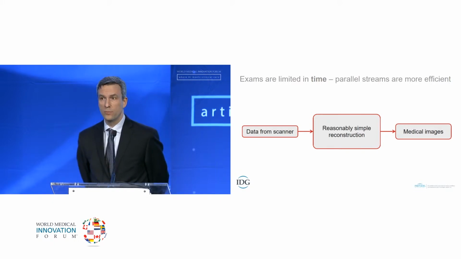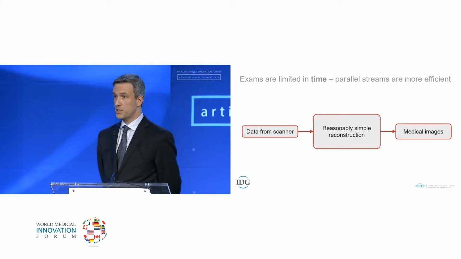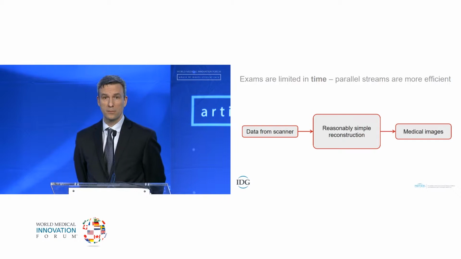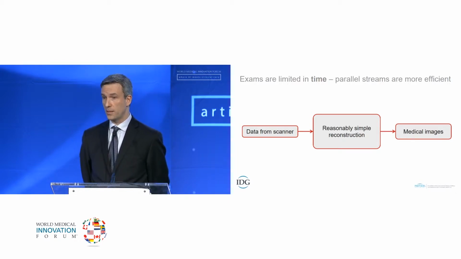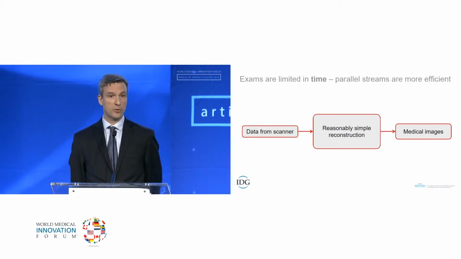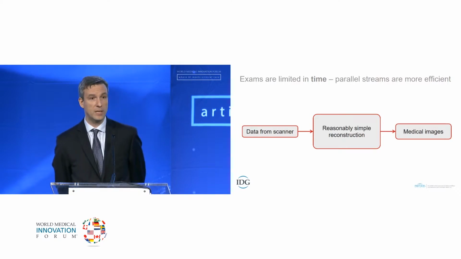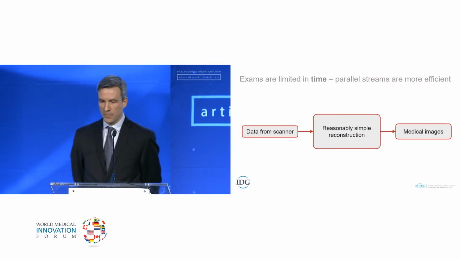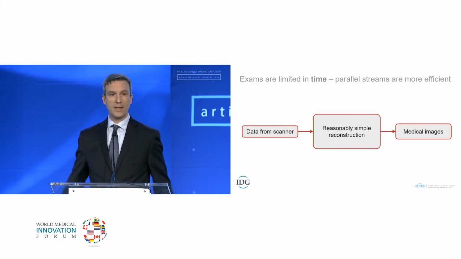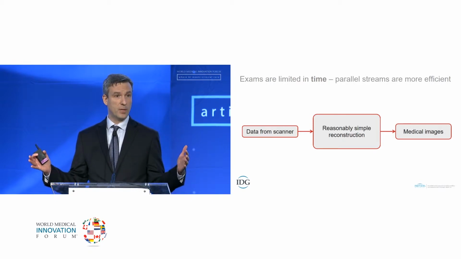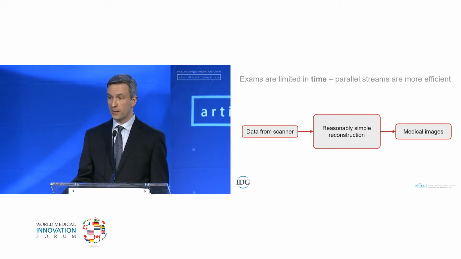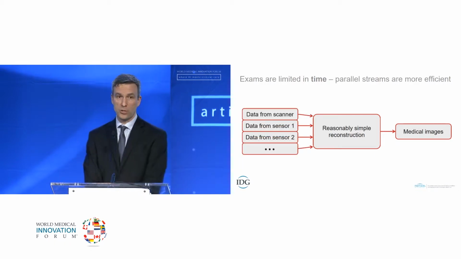The conventional way to make medical images is to obtain some data from a scanner and then to convert this data into medical images using an algorithm, a reconstruction algorithm that is reasonably simple. However, those imaging exams have a limited duration in time, and it would be more efficient during that limited duration if we could get parallel streams of information coming in.